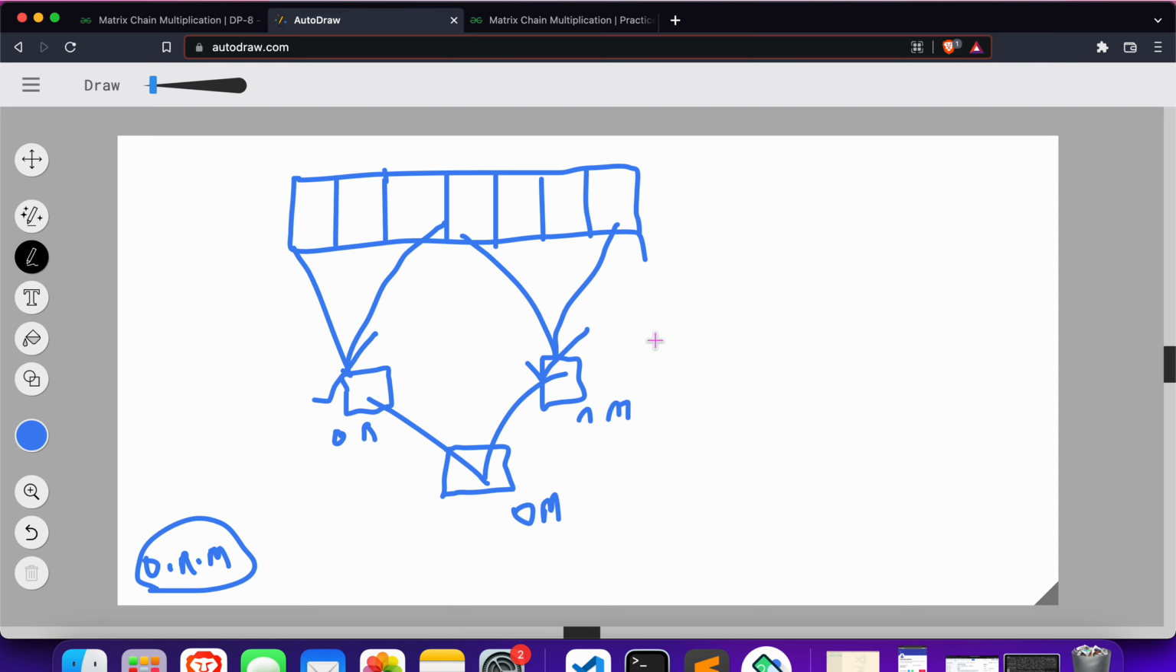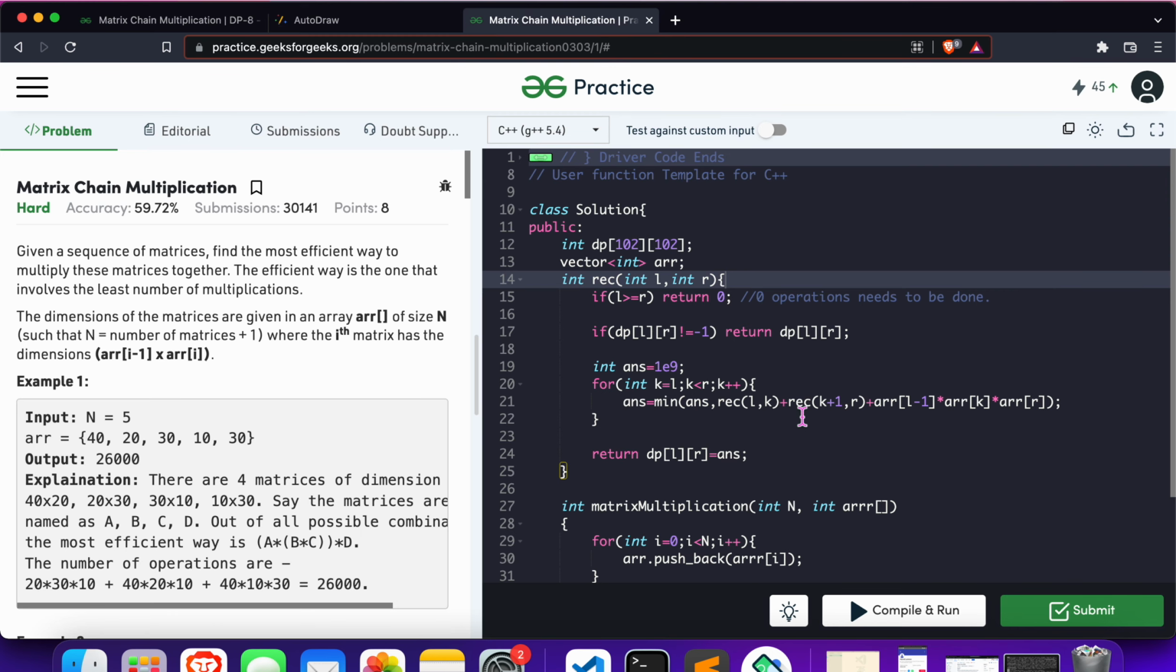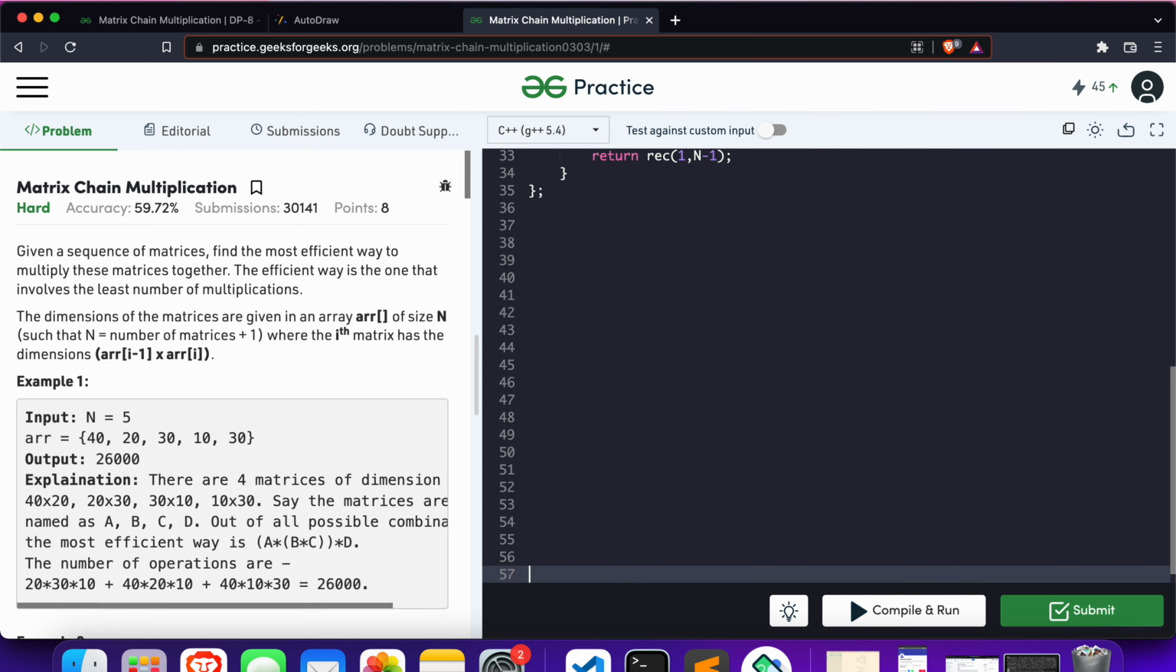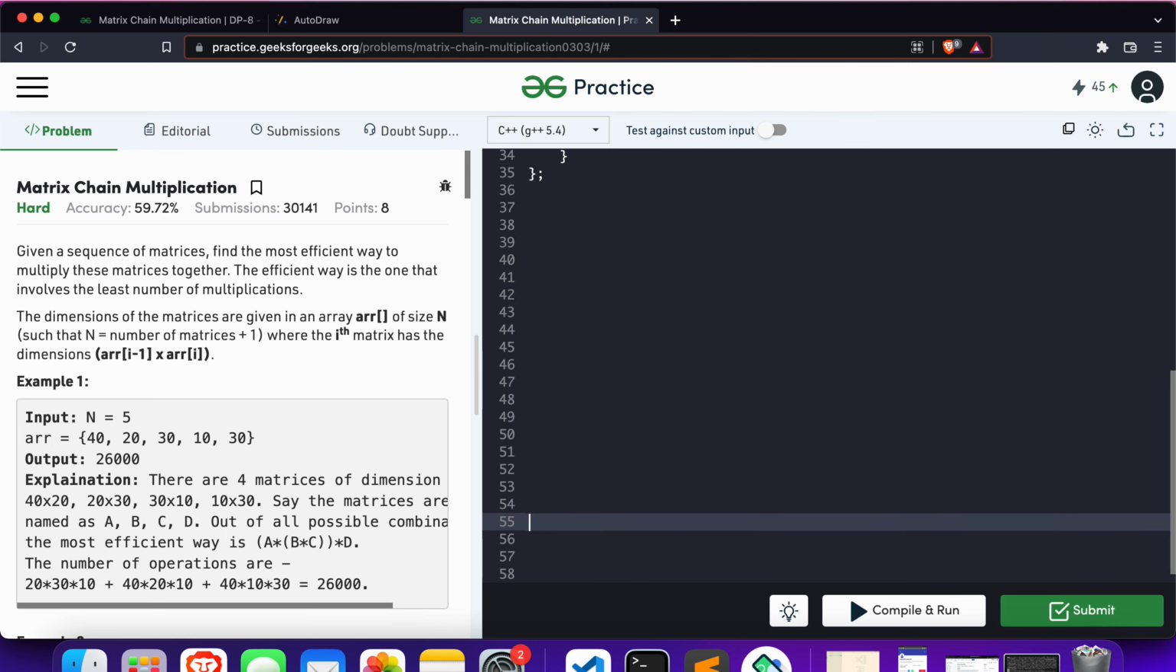Okay, so let's write the recurrence. So I will write the recurrence and then you will understand it more clearly. This is the code, ignore it for time's sake, and let's see the results.